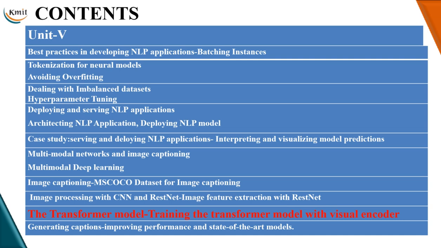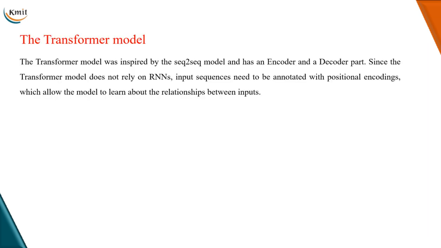And then we have seen how we process the image with CNN and ResNet, and also how we use ResNet 50 for image feature extraction. So today in this session I would like to talk about the transformer model and how we train the transformer model with a visual encoder for image captioning or any other image related applications.